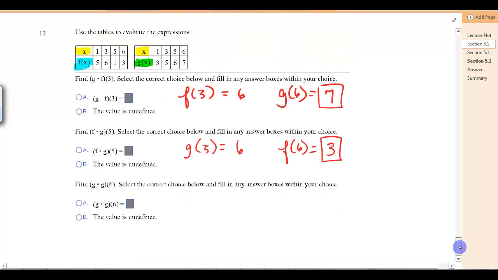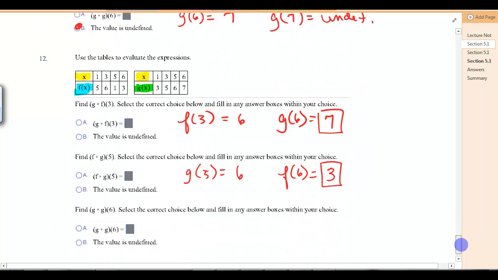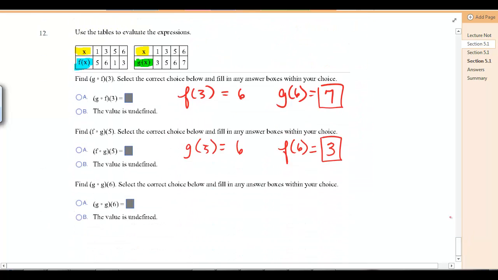All right, last one, g of 6. We did different tables, but very similar answers. Okay, g of 6 equals 7, and then g of 7 is undefined in this one as well. And on these, you would fill in that answer and put those numbers in your box. So that should get you through 5.1.